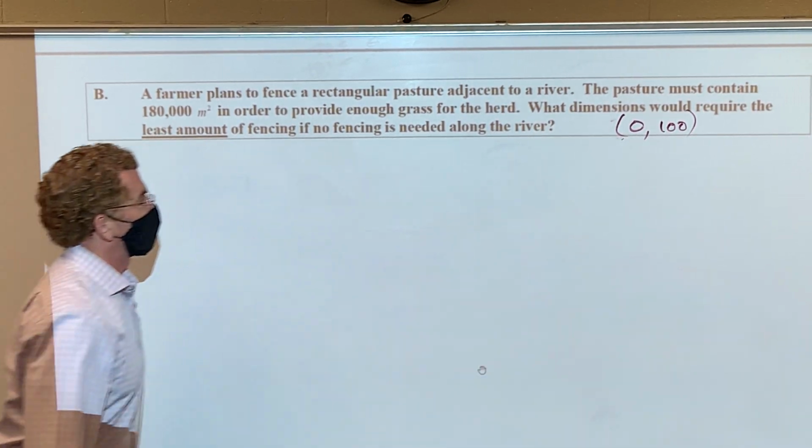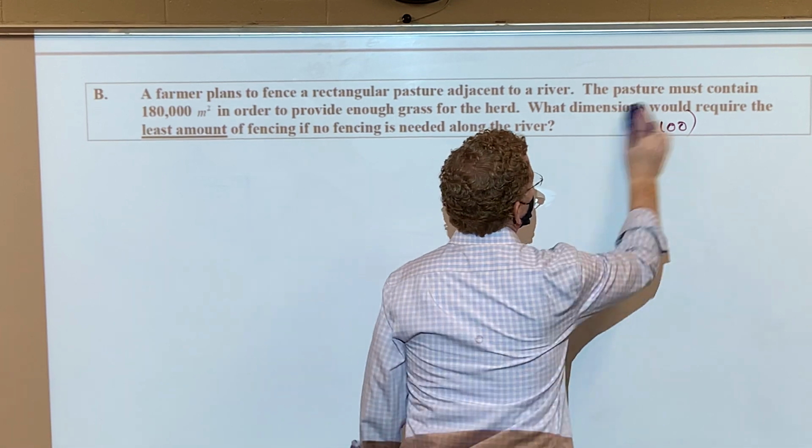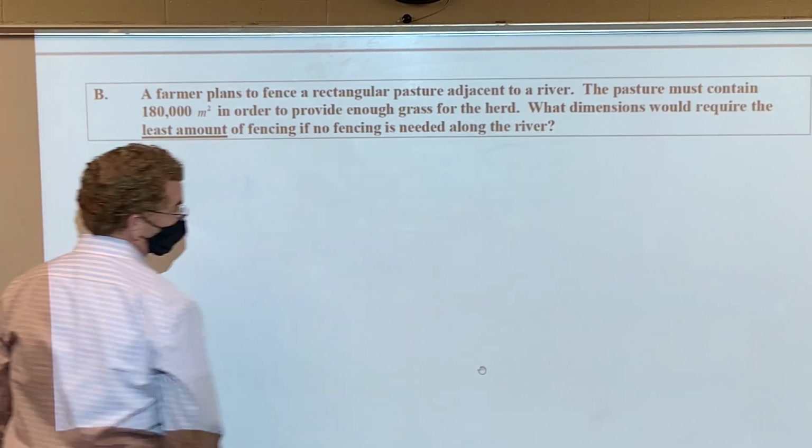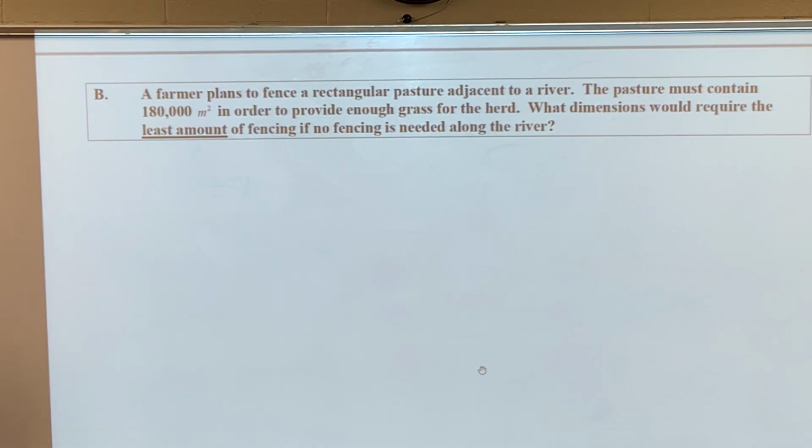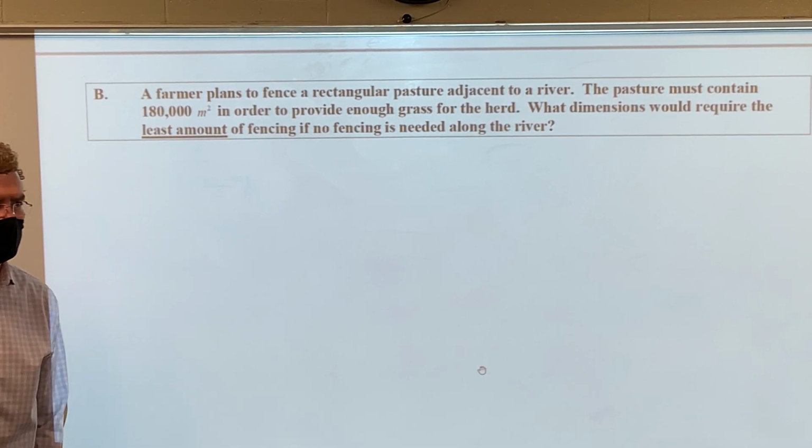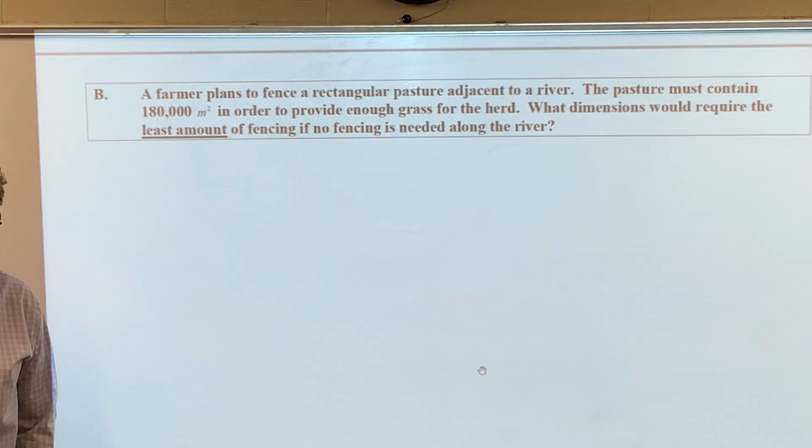So I got all these quantities I got to figure out, but what's my question? I'm looking for the dimensions, right? But what am I trying to maximize or minimize? So I'm minimizing fencing. Now think, how do you measure fencing? Do you measure fencing with area? What do you measure fencing with? Like perimeter, right? So it's the perimeter equation that I'm trying to minimize.